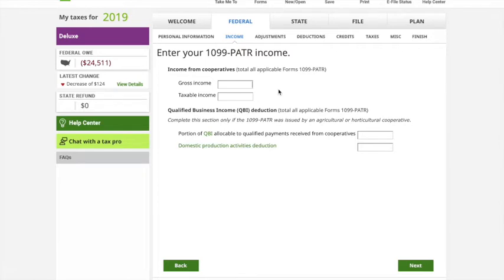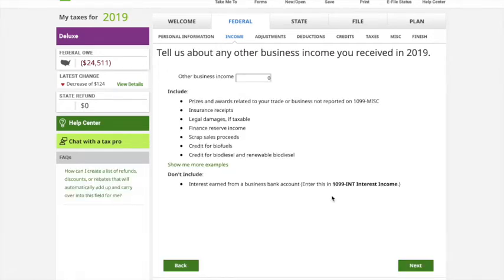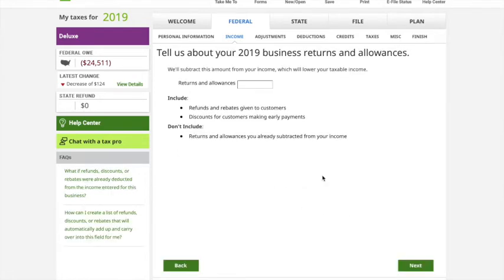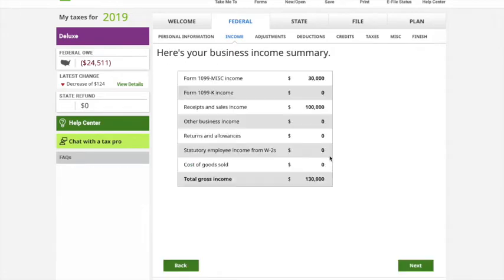Now this is in terms of agricultural cooperative. This is really not relevant for what we're doing here. Other business income. This is not really relevant here. And now we're not selling anything per se, so this is not relevant. And here's our business income summary: all the income we got from 1099s, and then everything else where we rented outside of 1099.